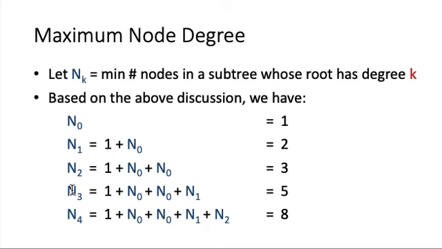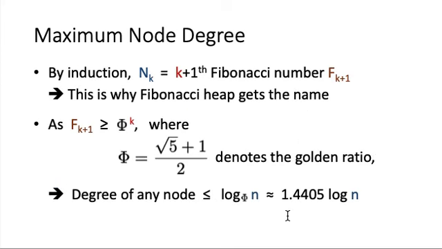Now for degree 3, n3. n3 is a root plus y1 plus y2 plus y3. So y1 is at least degree 0, y2 is at least degree 0, and y3 is at least degree 1. So the minimum possible number of nodes for n3 is equal to 5. And similarly, n4, you get it to be 8. So 1, 2, 3, 5, 8. So these are Fibonacci numbers.